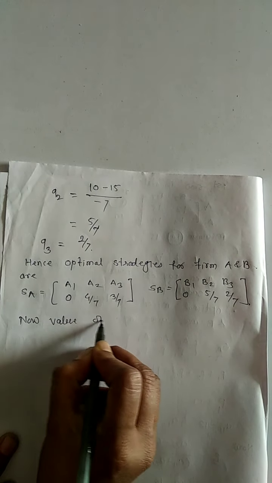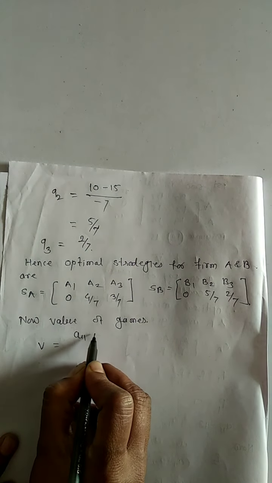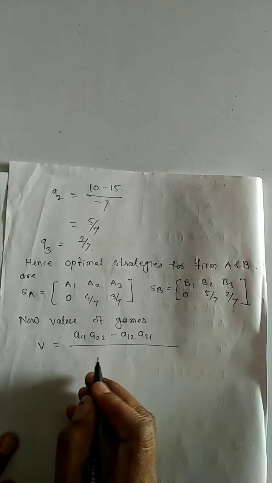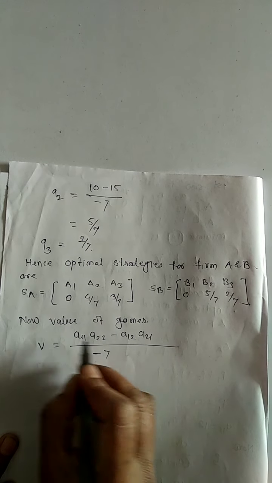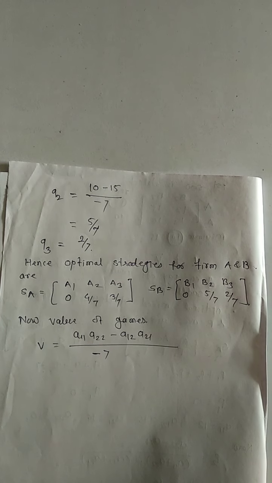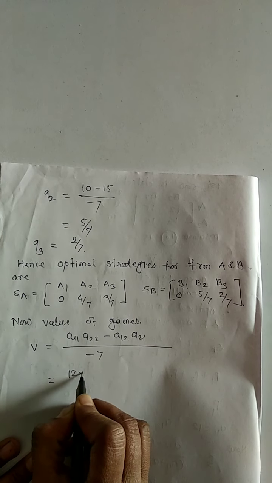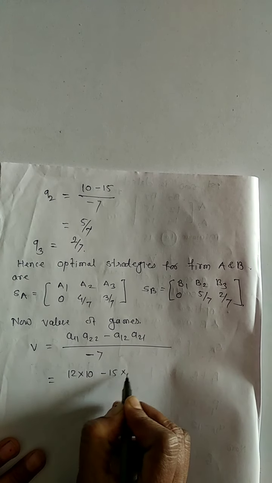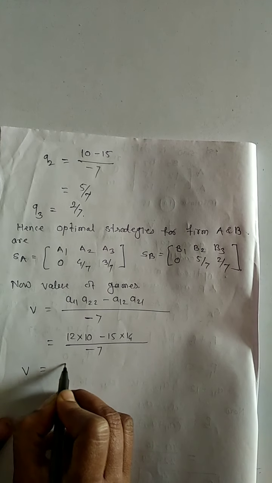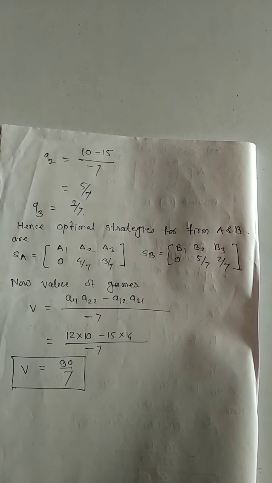Now value of game V is equal to (A11 A22 minus A12 A21) upon minus 7. Minus 7 is the value of A11 plus A22 minus A12 plus A21, and that is equal to 12. Multiply by 10 minus 15 multiply by 14 divided by minus 7, and that is equal to V is equal to 19 by 7. This is the value of game.